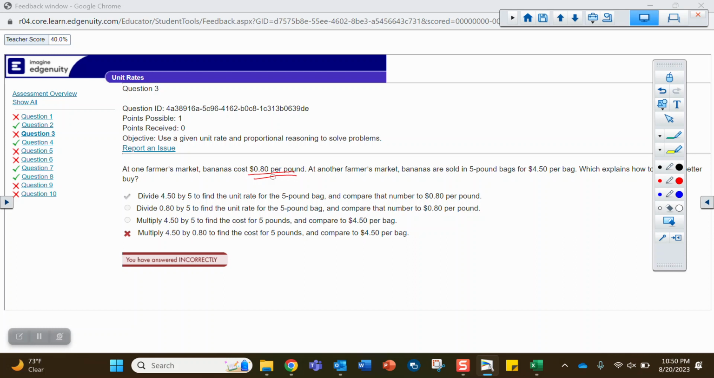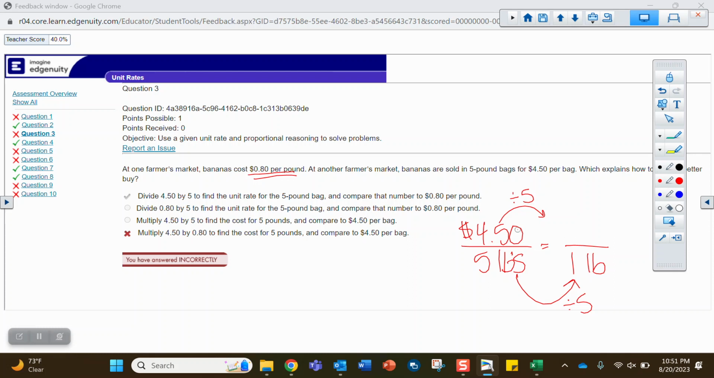So notice it's 80 cents on top and then the weight on the bottom. So we're going to put money on top and we're going to put weight on the bottom. So this is the ratio of cost to pounds in the second farmer's market. And so now we need to know how much it is for 1 pound. So if we divide the bottom by 5, we also have to divide the top by 5. So we're taking $4.50 and dividing it by 5 to find the unit rate for that 5-pound bag.